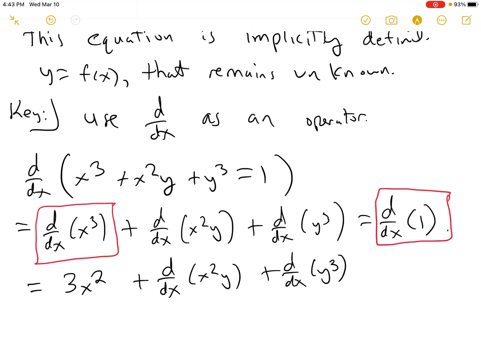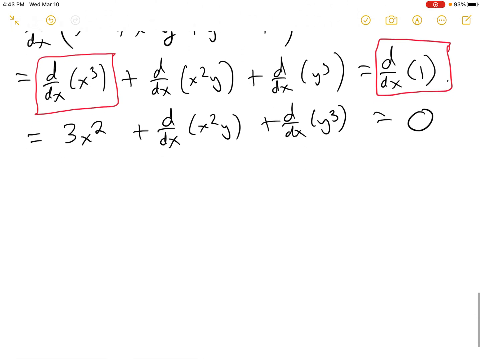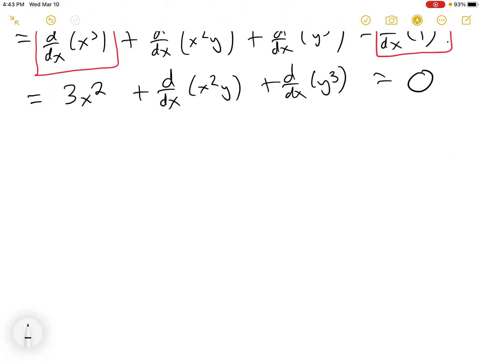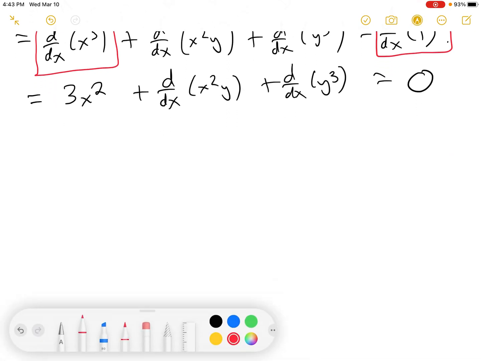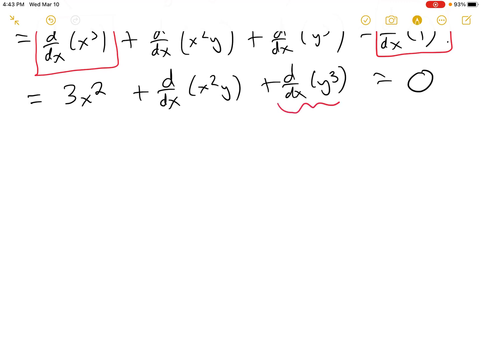We don't know how to handle these yet. And by the power rule, the derivative of 1 is 0. Okay, so here's the crux. We're going to do this one first, and I'm going to pull it out over here as a subproblem.